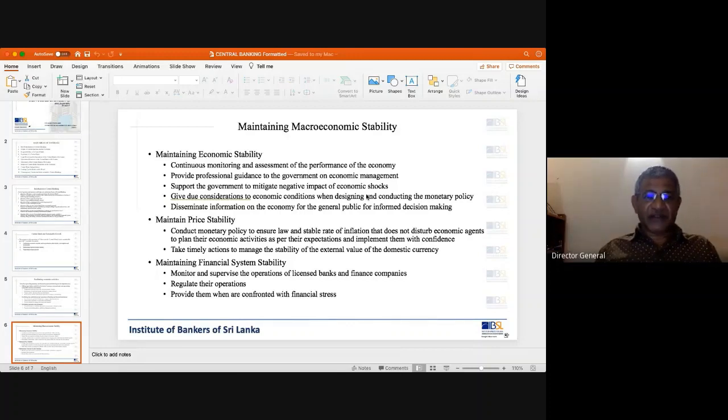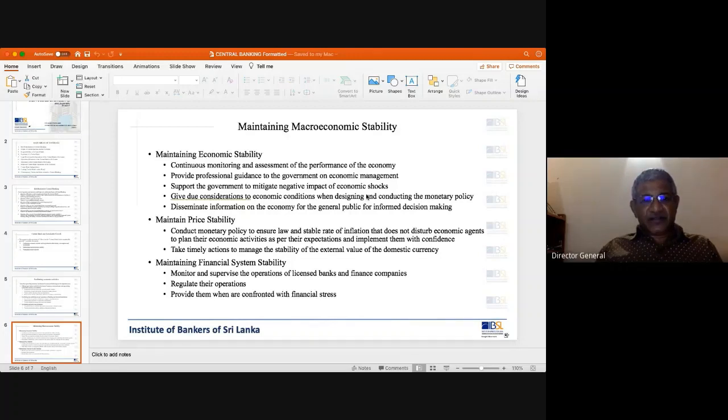maintain economic stability. The other one, provide professional guidance to the government on economic management. We know government is a very big player in the economy. From time to time, the parliament can take decisions that can affect the economy in different ways. Sometimes the government may not have the professional competency to identify developments and design policies accordingly. Therefore, the central bank always provides professional guidance. If the central bank is going to monitor and assess the economy, it can easily advise the government on economic management.